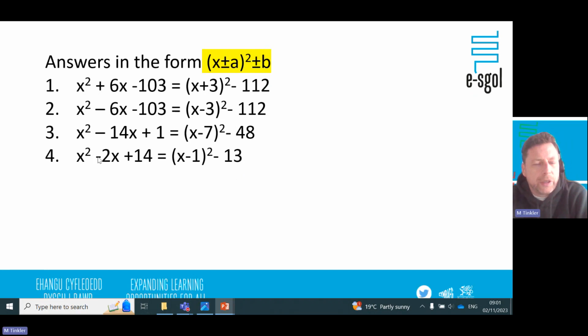Again, I think I want to check my answer here. I think there might be a mistake. Now, regularly when I'm in school, I teach by mistake. So I'm going to stop there and see if you can work out where the mistake is.